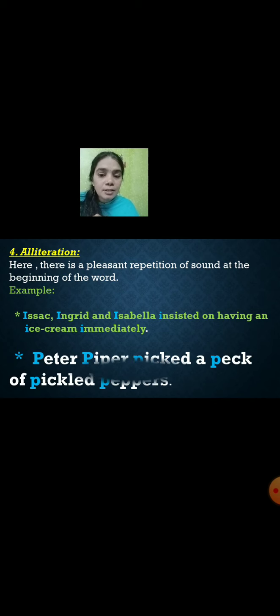Now let's see another example here. Peter Piper picked a peck of pickled peppers. Can you read along with me? Peter Piper picked a peck of pickled peppers. Can you make out which sound is repeated at the beginning of the words? Yes, P, P. So children, got it? What is alliteration? It's a pleasant repetition of sound. Here the P sound is repeated at the beginning of the word.